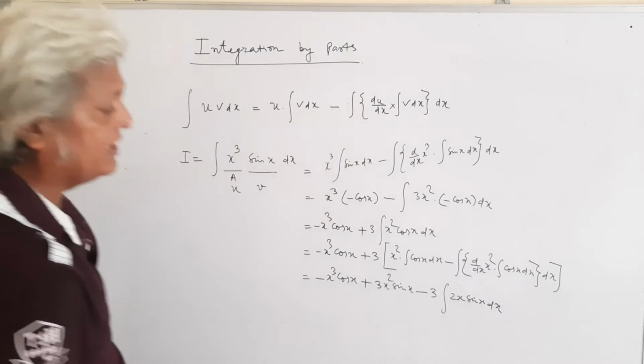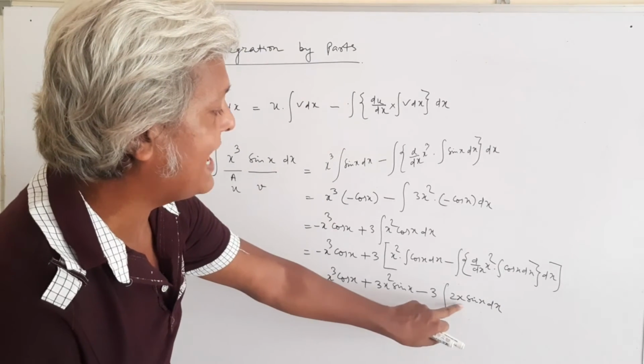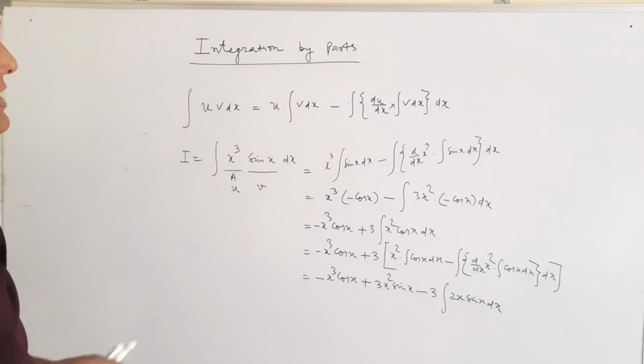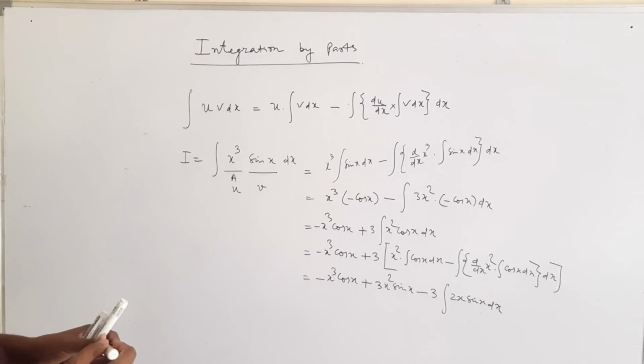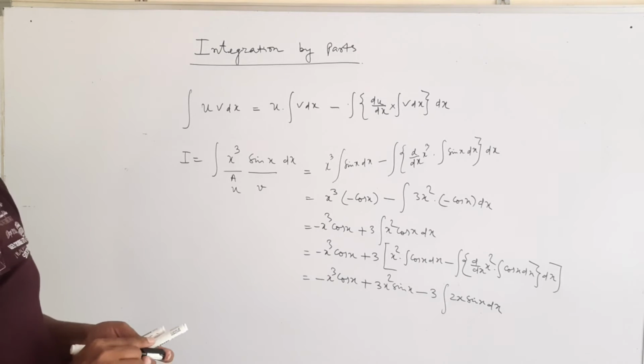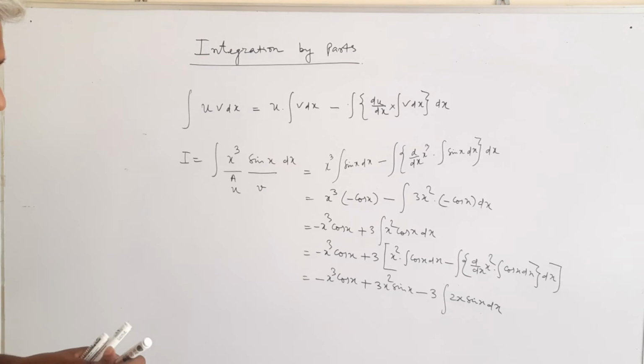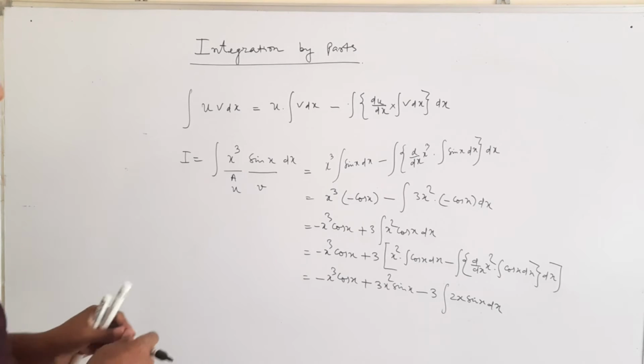So we need to integrate this term again, it is 2x sin x. So again we need to integrate it one more time. So I think, can I write one more line? Okay, so I write here only.